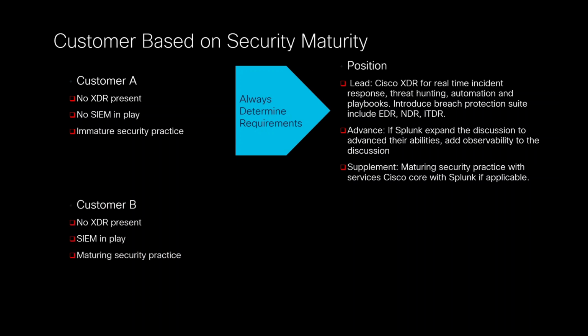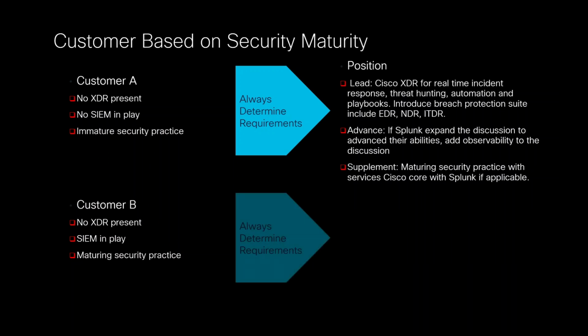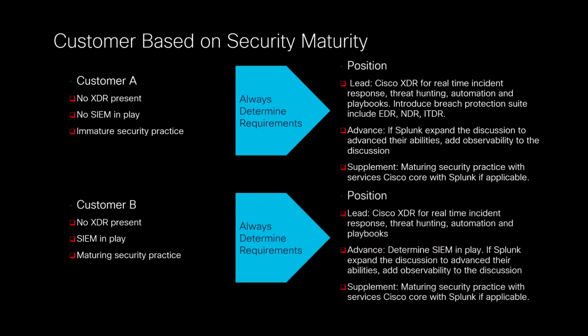Customer B, no XDR, SIEM in play, maturing security practice. So again, determine the requirements. Here we can also lead with XDR. We could advance the SIEM area and maybe expand to observability. The goal here is to remove risk end to end and simplify the infrastructure from a security perspective.